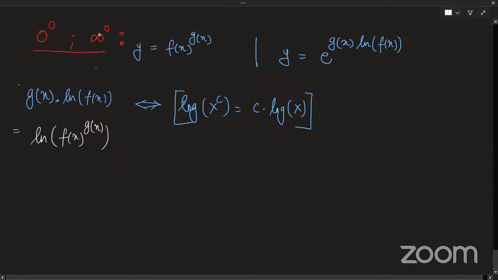Is this correct? Sir, I couldn't understand. It is correct, right? Sir, instead of x, can I explain?